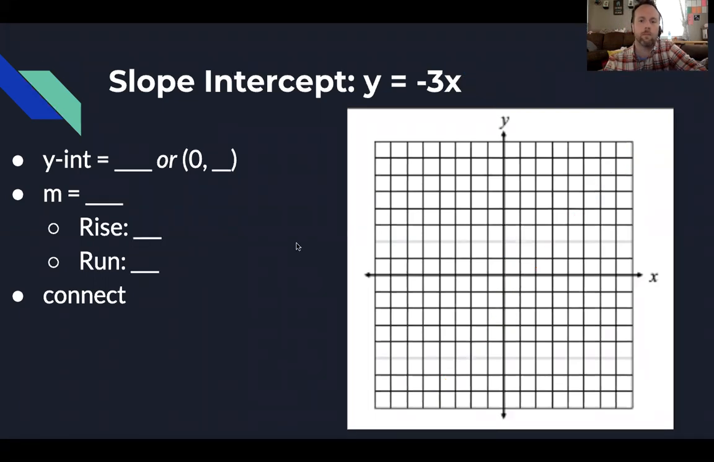One more. So for this one, y equals negative 3x. This one looks a little bit different, but remember, I'm first looking for my y-intercept. Remember, the coordinates for y-intercept, the x-coordinate is going to be 0. So if I put a 0 in here for my x, what's my y going to be?